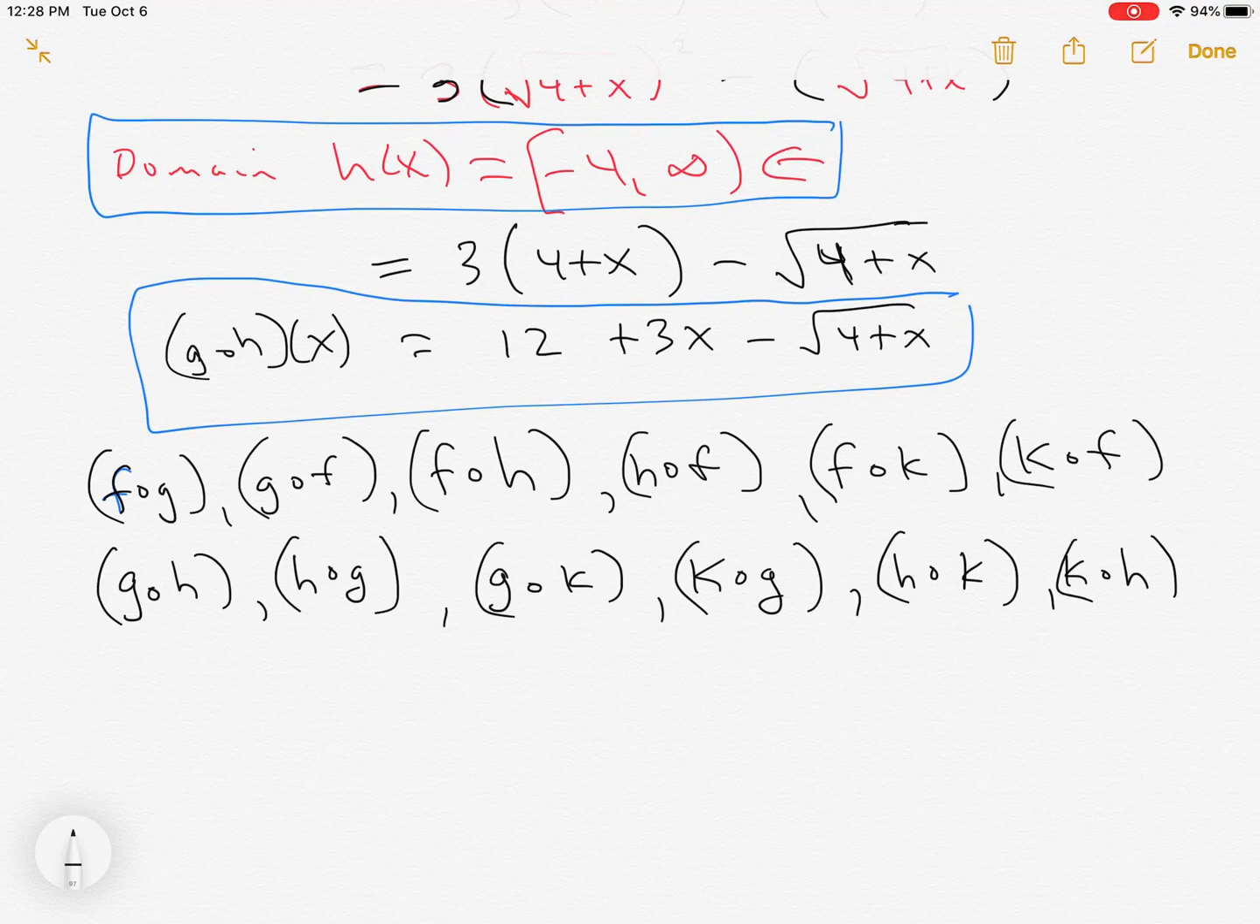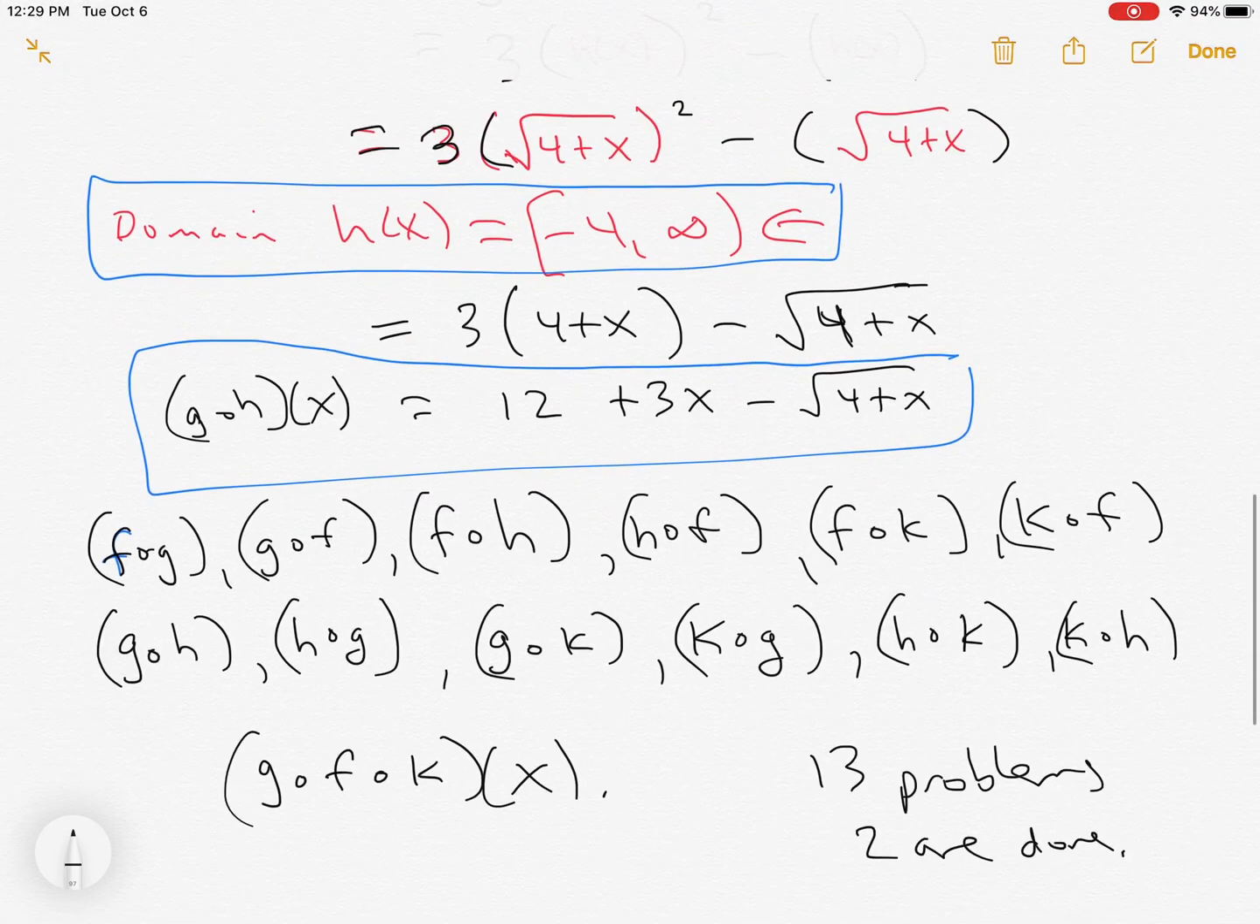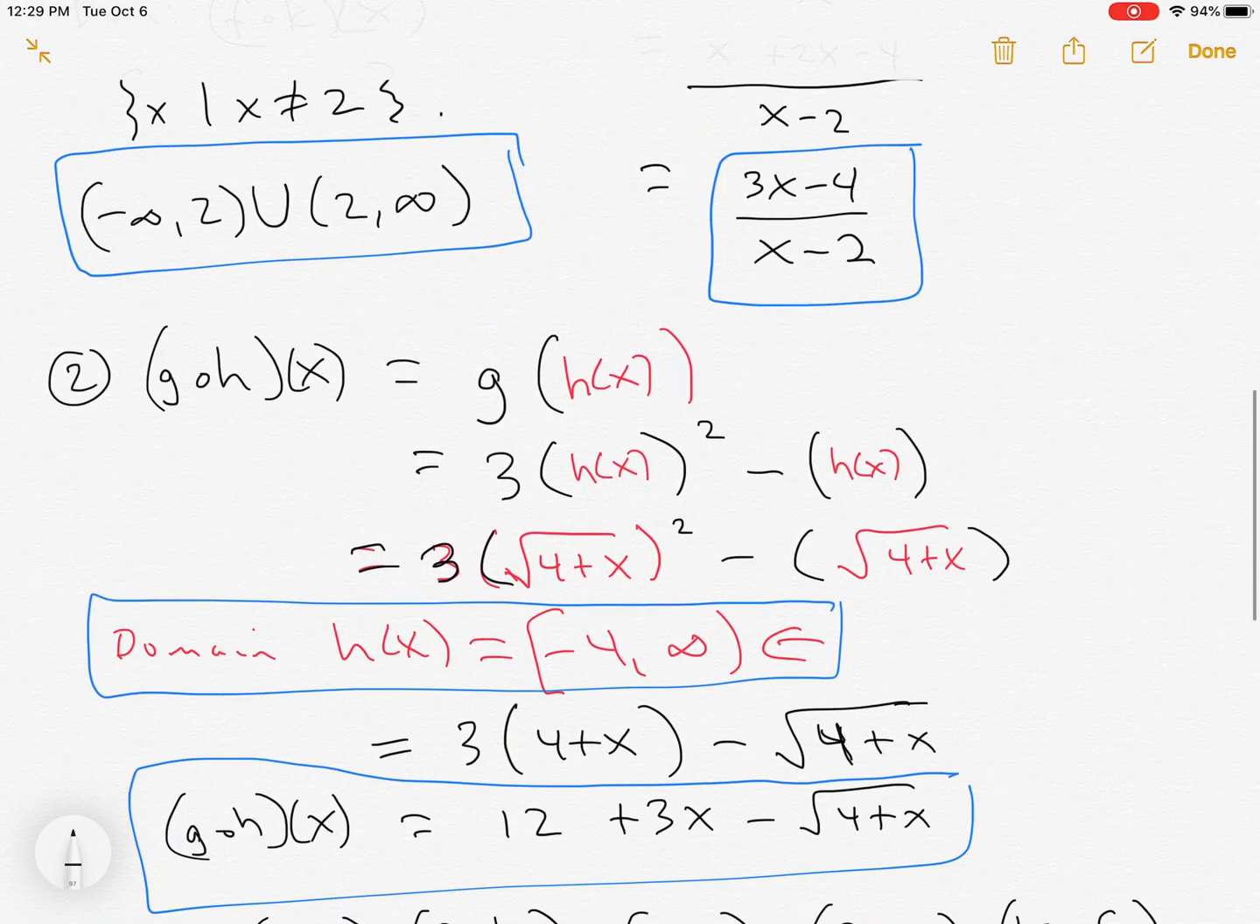And let's do a triple. We're going to do g composed with f composed with k for the finale. So 1, 2, 3, 4, 5, 6, 7, 8, 9, 10, 11, 12, 13 problems. But 2 are done already above. And that's exactly how I like to see your work show up on these assignments.